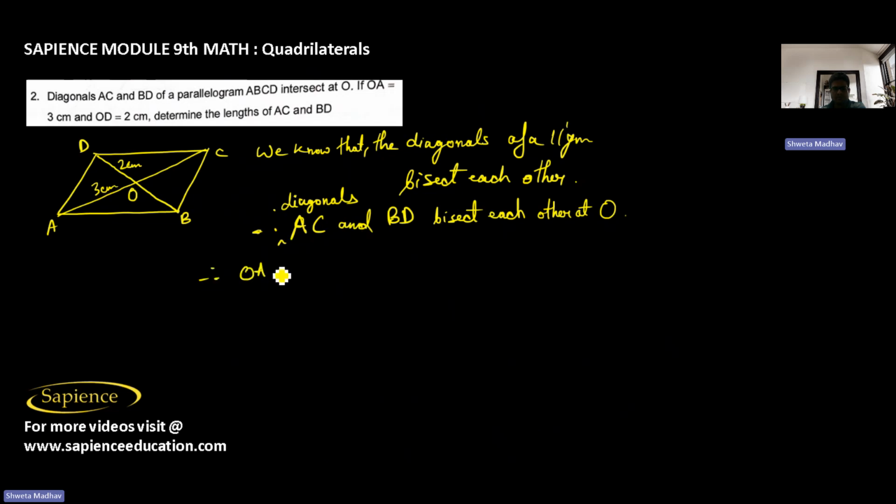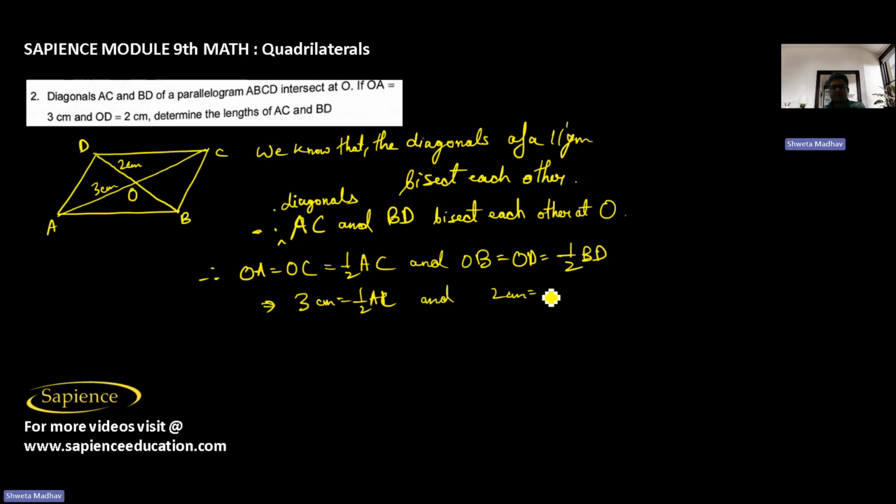Therefore, I can say that OA is equal to OC, which is equal to half of AC, and OB is equal to OD, which is equal to half of BD. So OA is given as 3 centimeter, which is equal to half of AC, and OD has been given as 2 centimeter, which is equal to half of BD. Therefore, AC will be equal to 6 centimeter, and BD will be equal to 4 centimeter. So the lengths of AC and BD are 6 centimeter and 4 centimeter.